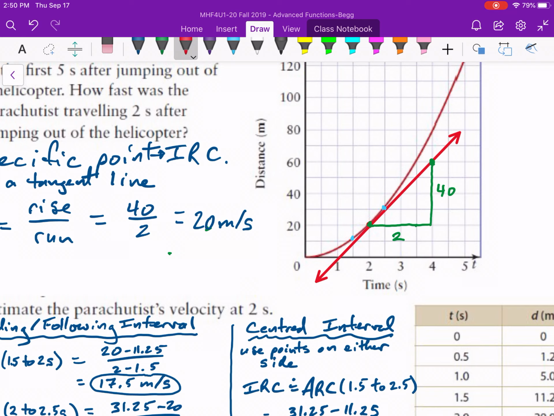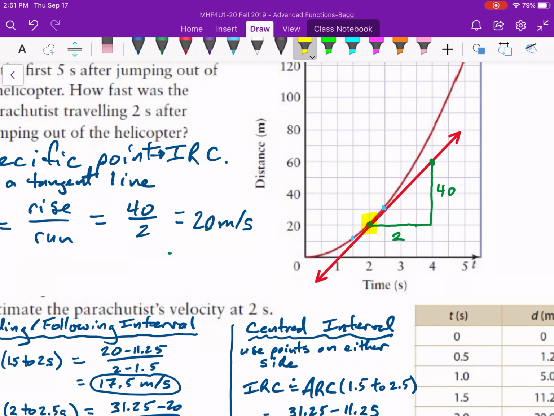We can get the slope of a tangent line, but in this case, I've already drawn it on here. So this red line is my best guess at what a tangent line would be at 2 seconds, right? 2 seconds is this point right here. And again, you can see I put these little blue dots on, which would be a secant line close to 2 seconds. I would get a similar slope.